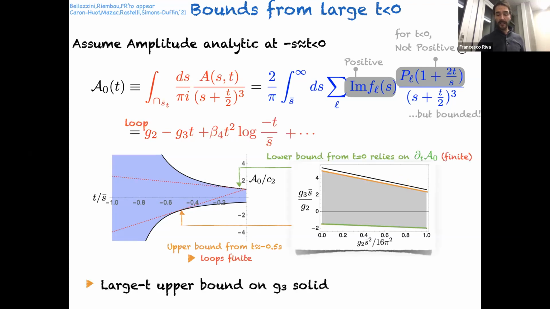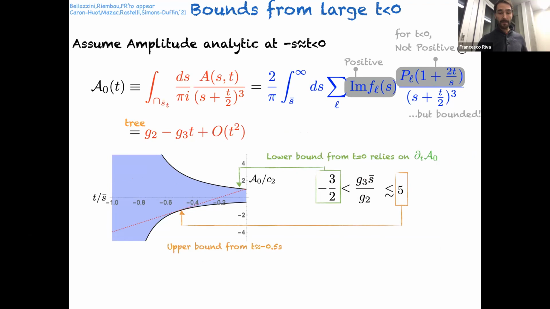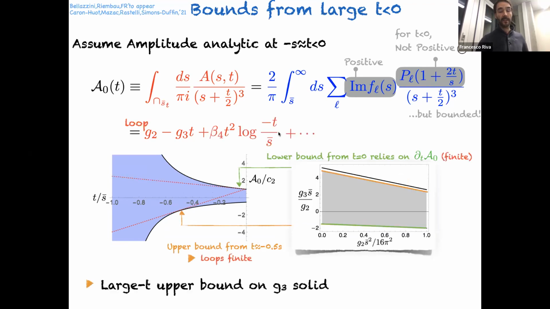Now, the interesting thing is that these bounds, in particular the upper one, come from the region of finite t. So when we now include loop effects, and in particular these singular logs, the loop effects are finite at finite t. And therefore we get something which is not singular at t = 0 and the bound is still there. Moreover, the lower bound is dominated from the region of t = 0, but relies only on the first derivative of the arc, which is finite. So you get this beautiful picture in which the quantity that we're looking at, which is this G3, is bounded from above and from below, also for finite loop effects.